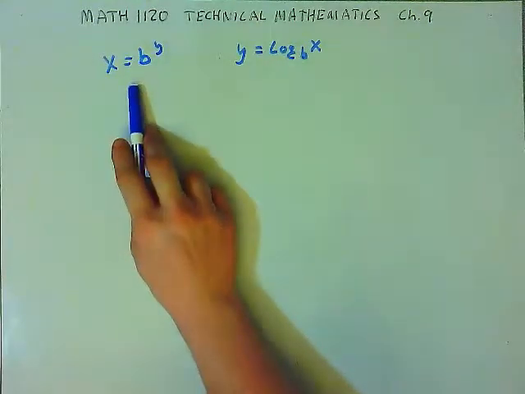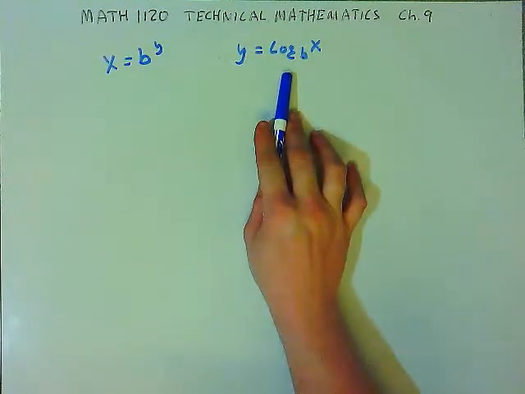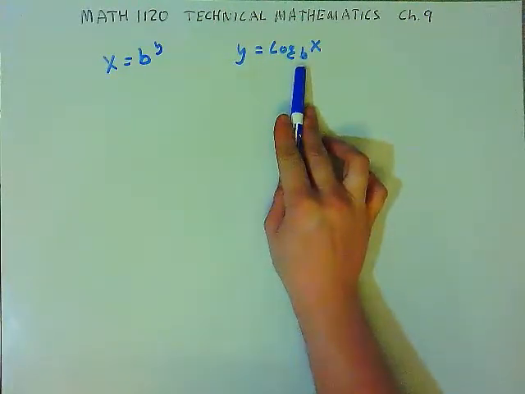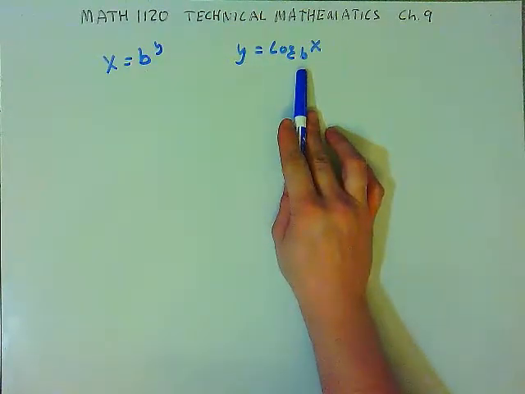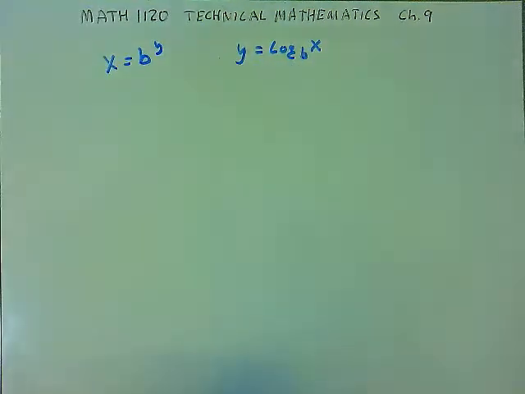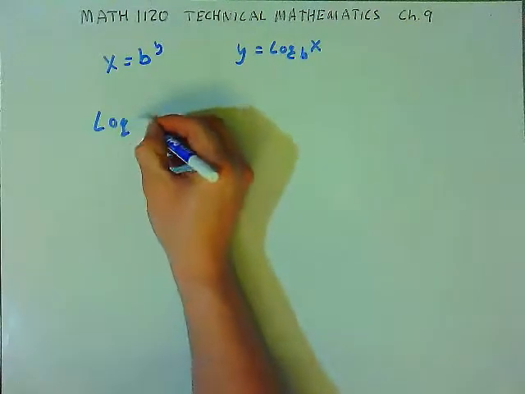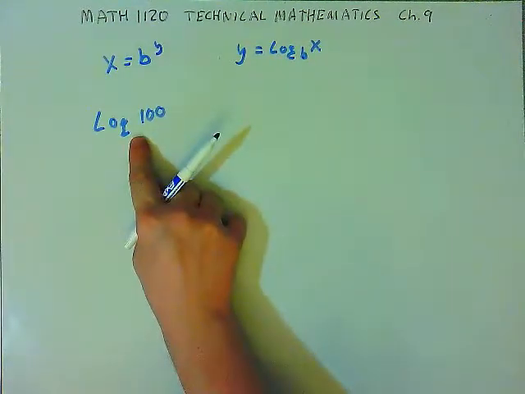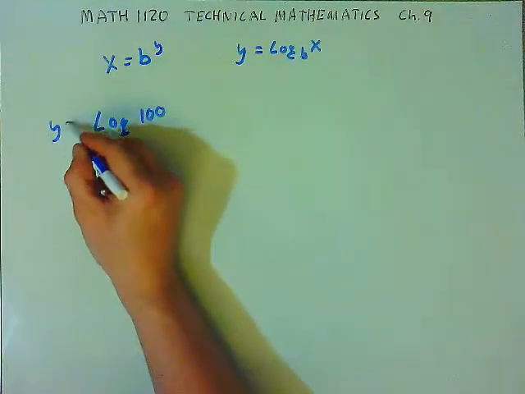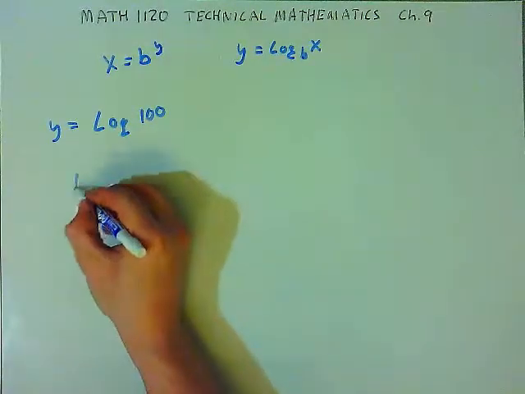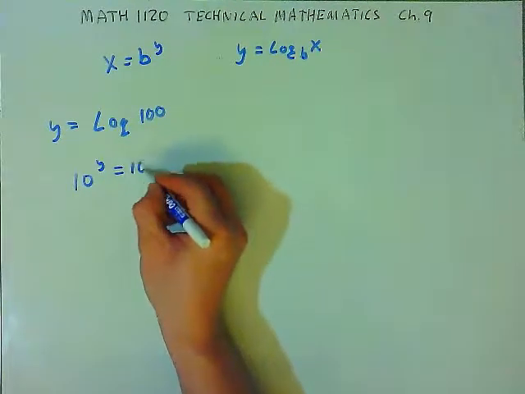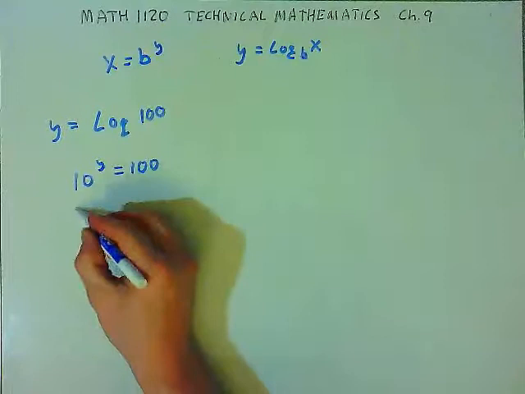We've seen that exponential equations can be rewritten as logarithmic equations, and the base of the logarithm represents the base being raised to some power. The base can be any number, but it's very common for the base to be 10 because our numbering system is base 10. If we write something like log 100, and I didn't write a base here, it's understood that the base is 10. Let's say that y equals the log of 100. We can rewrite this as 10 to the y power equals 100, and you can probably guess that y must be equal to 2.